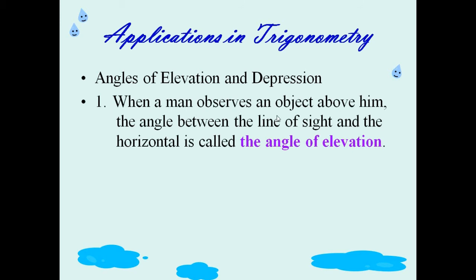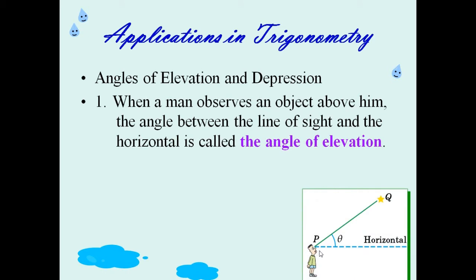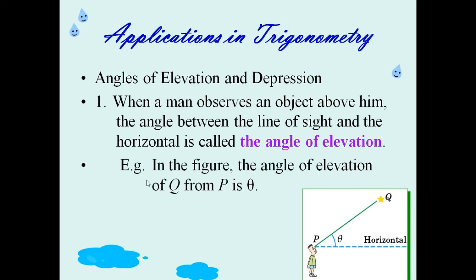First, when a man observes an object above him, that means the point is higher than the man. The angle between the line of sight and the horizontal is called the angle of elevation, as in the figure. It is the line of sight and it is the horizontal. The angle between these two lines is called the angle of elevation because the observer looks upward. So in the figure, we say the angle of elevation of Q from P, where P is the observer, is theta.